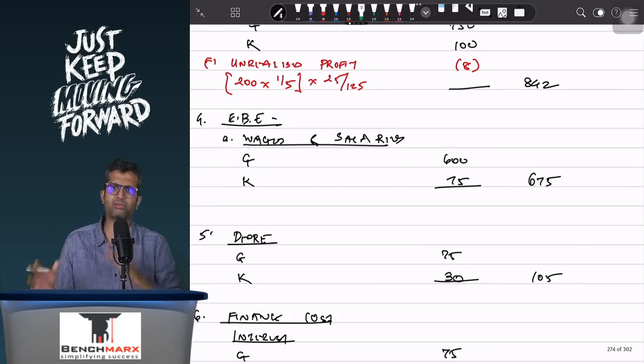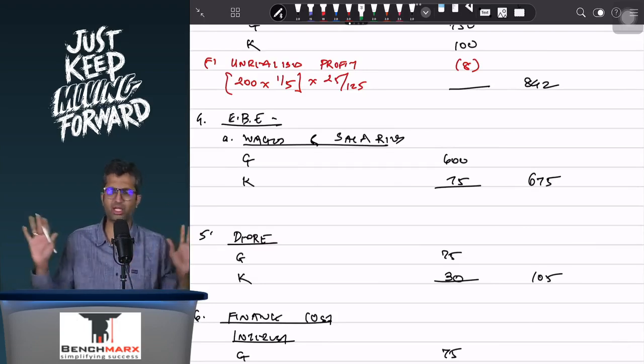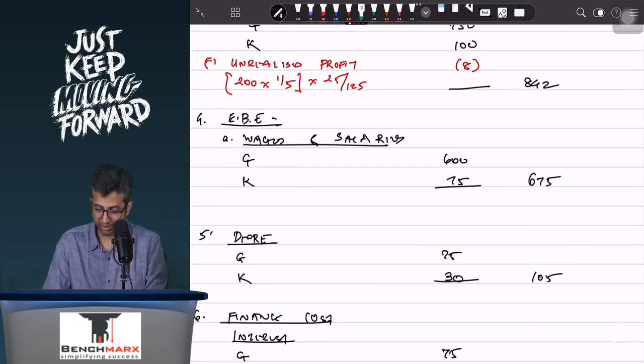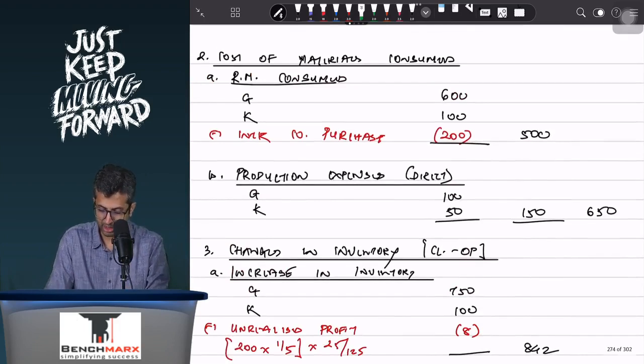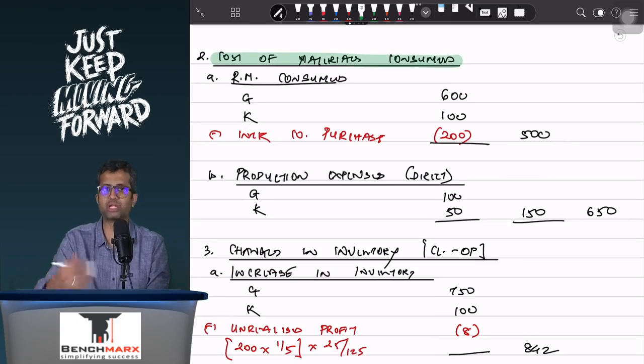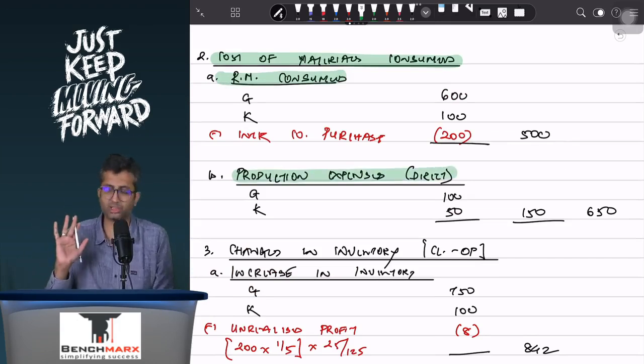Every other item, leave around 2 to 3 lines if there is any adjustment, and solve. Next, you will have over here raw materials consumed. Within the cost of materials consumed, the institute takes the raw materials consumed as well as direct expenses like production expenses. You have raw materials consumed and then production expenses as well. Institute takes this as direct. You could have even taken this in other expenses.